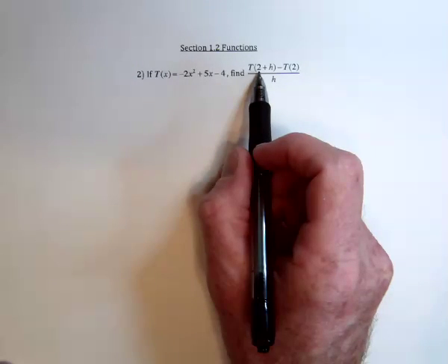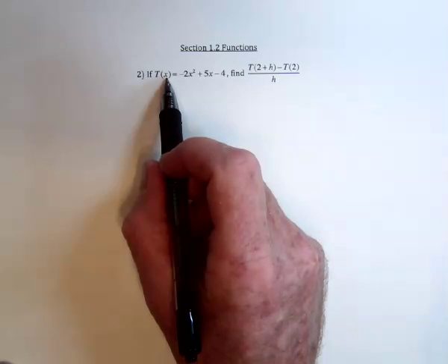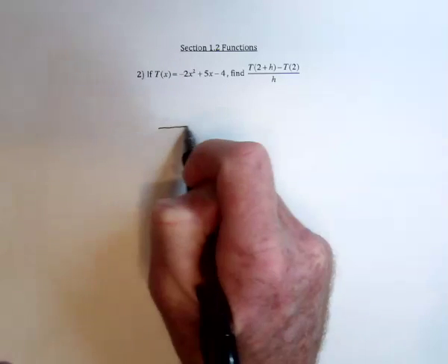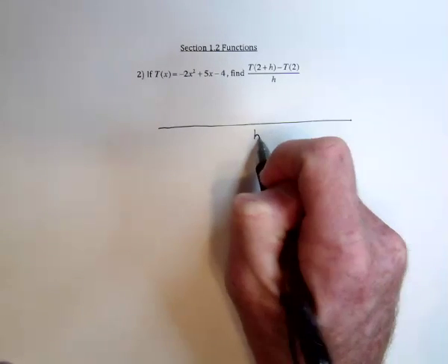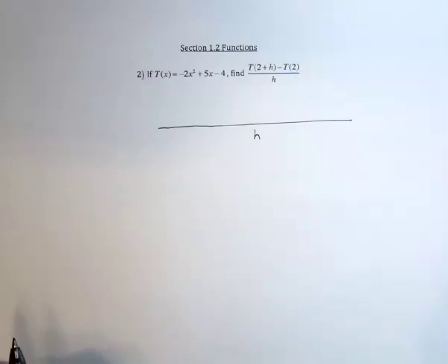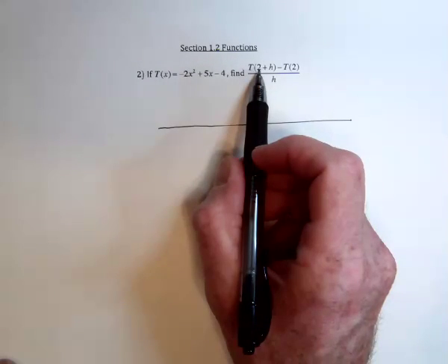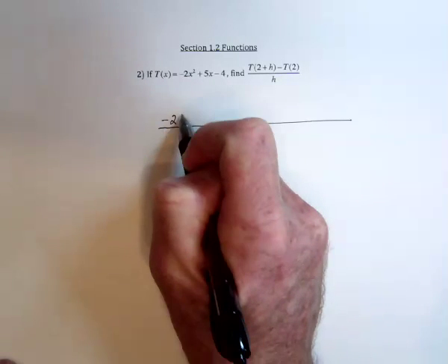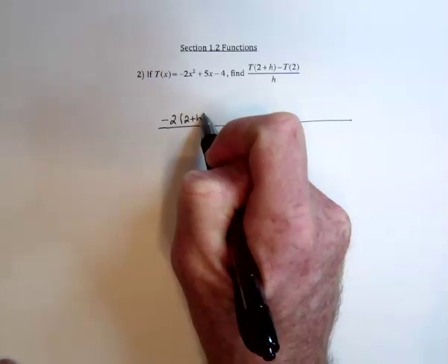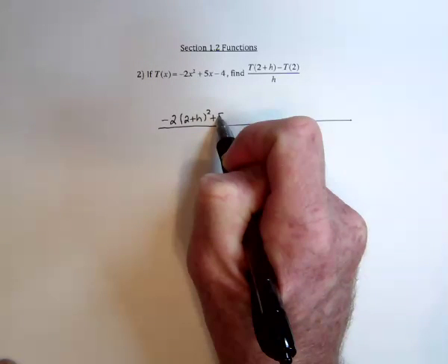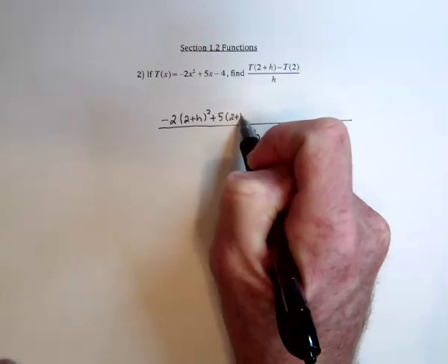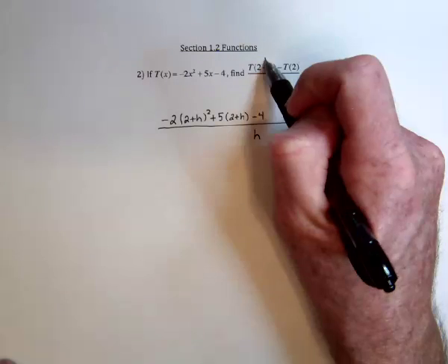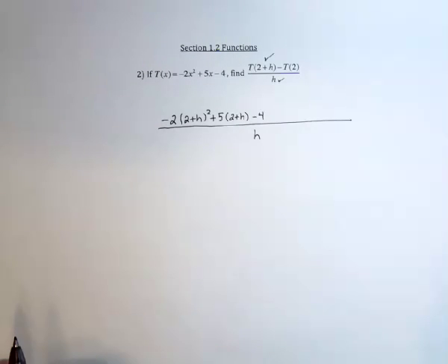First of all, it's saying for the t function, wherever there was an x, replace the x's with 2 plus h. So this is going to become one big fraction with this h in the denominator. And now substitute 2 plus h in for x. So it's going to be negative 2, and then 2 plus h is squared, plus 5 times the 2 plus h, and minus 4. Okay, this part is done, and that part's done.